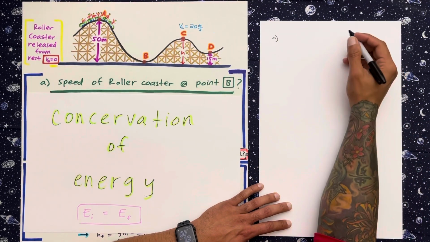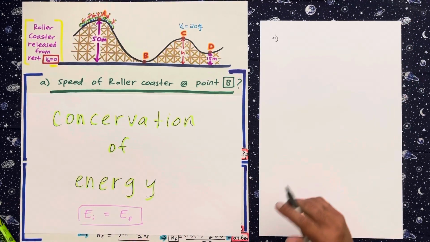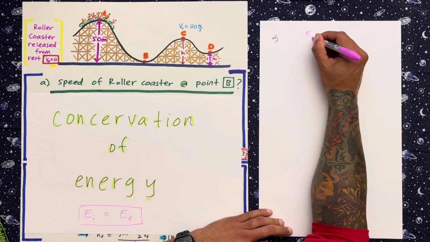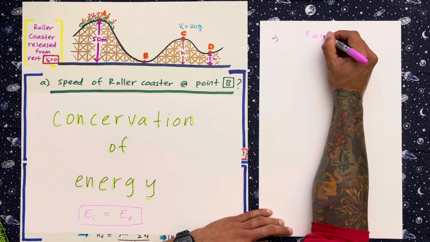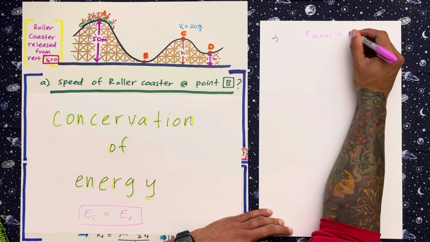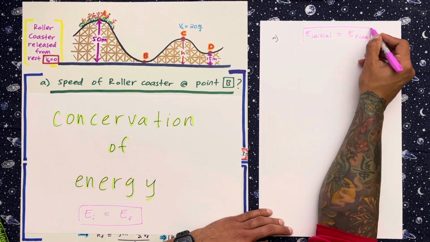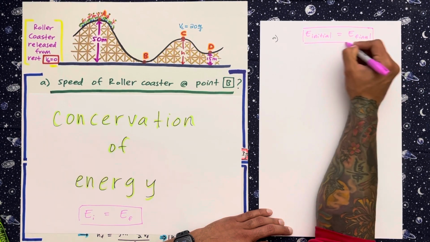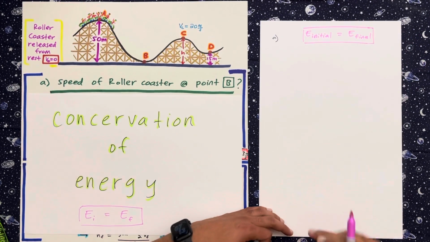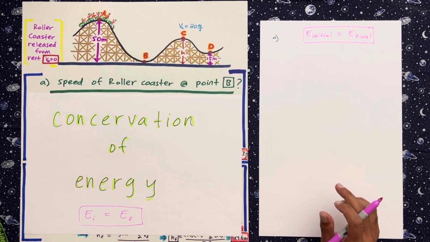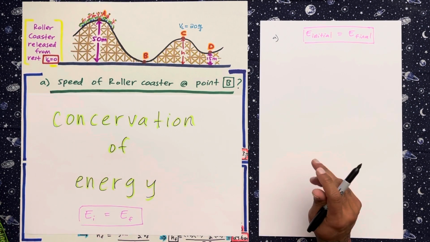So conservation of energy, simply, we need to remember one thing, okay? Energy initial is equal to energy final. So all the energy initially needs to equal the energy final, right? It's transformed into kinetic and potential, and back and forth, but it needs to equal. So with that in mind, let's look at what we have.